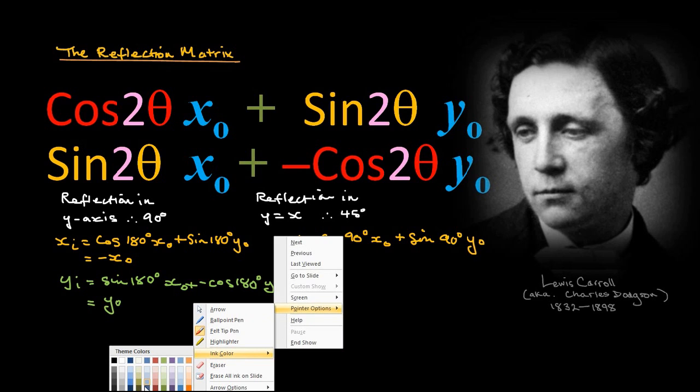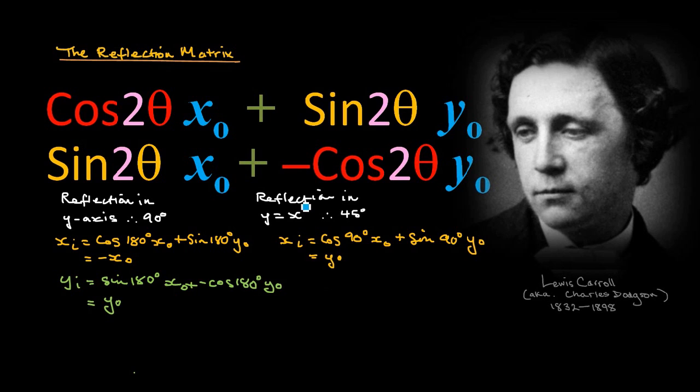So what happens in the other? Let's just change the colour slightly just in case they get confused. So reflection in y equals x, the 45-degree angle. What should happen there is the y coordinate of the image becomes the x coordinate of the object. Okay, let's see if this works. So the y coordinate of the image is the sine of 2 times 45, so sine of 90, times the x coordinate of the object, plus the negative cosine of 2 times 45, 90, times the y coordinate of the object.